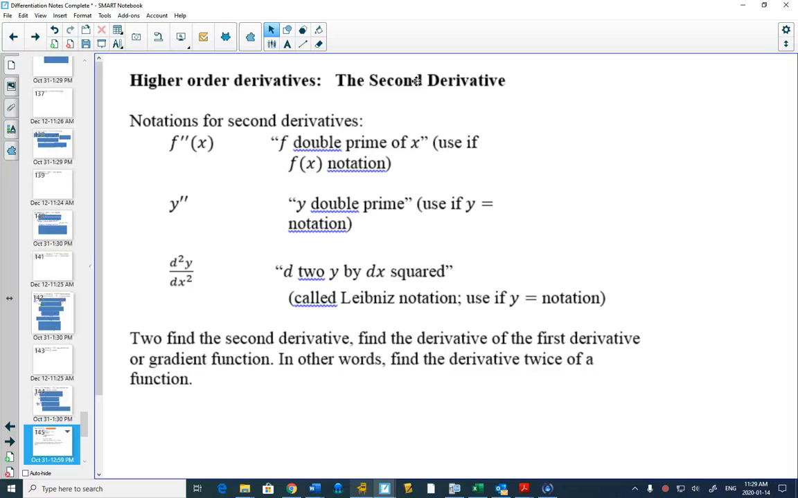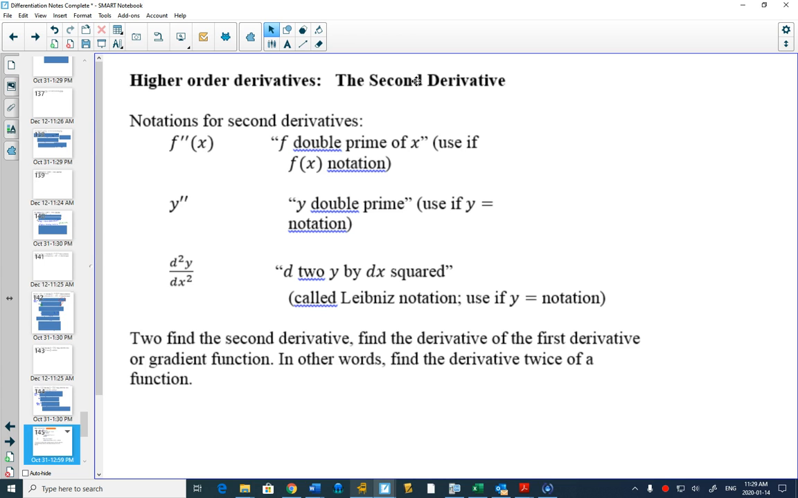Second derivative. Unfortunately for you, usually when we get to the last topic, it's like the hardest thing in the unit. I'm sorry, this isn't very hard. I pre-apologize for ending with something easy.